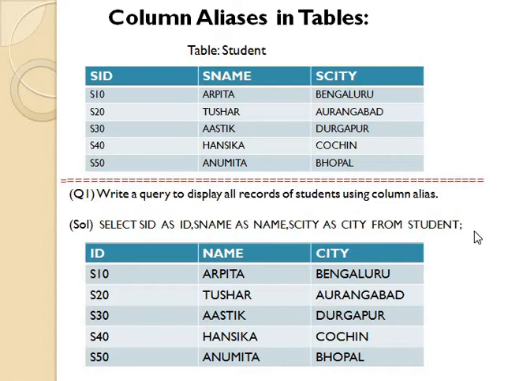And on doing this, you will see the table and its content exactly the same as the original table, but the only difference will be that the column names SID, SNAME and SCITY have been replaced with their alias names ID, name and city.